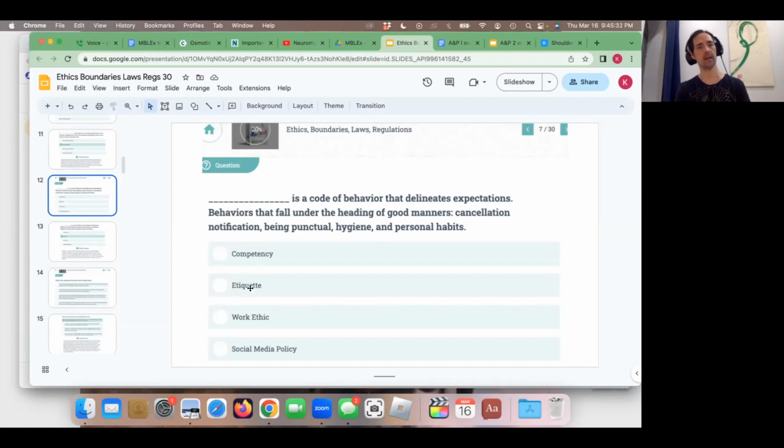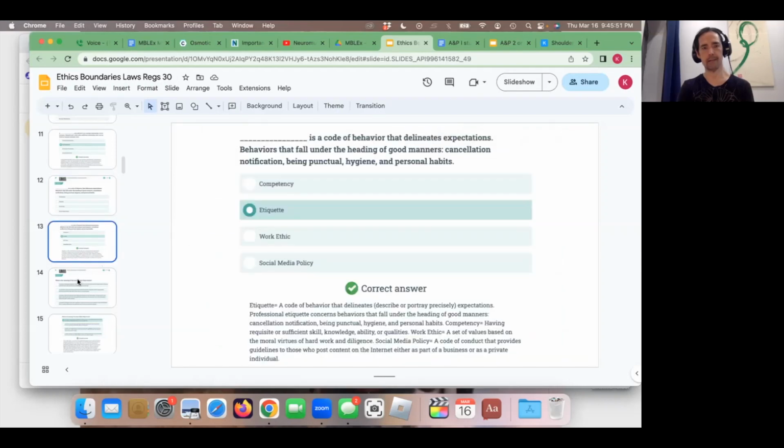Yes. And what tips you off is the second sentence, behaviors that fall under the heading of good manners. Rarely is anything wasted in these questions. If they give you two sentences, you have to read both sentences. There's something in the second sentence that's important. All right.